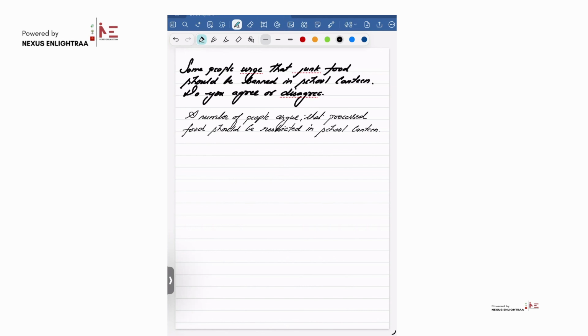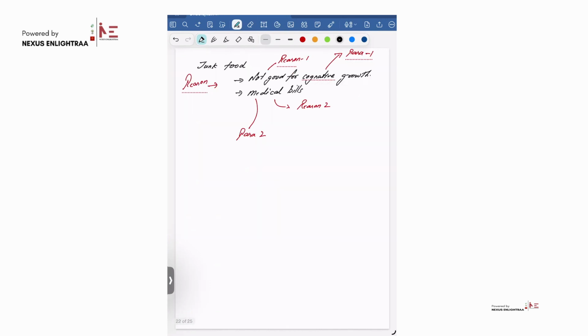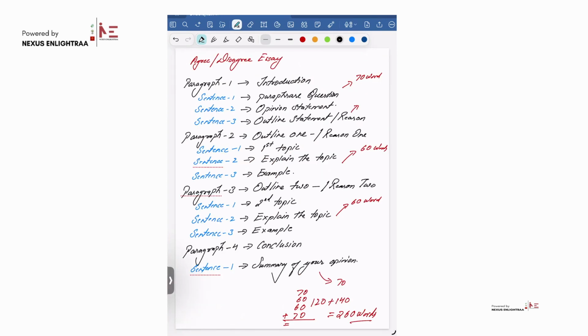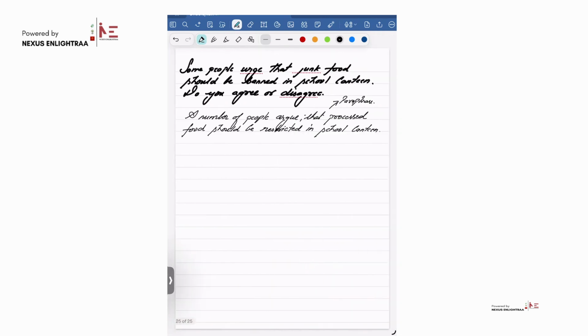Now you have said this. This is your paraphrase, right? Right. The next thing that you need to do is give your opinion. Do you agree or disagree? Sir, we can't say mixed, partially agree or partially disagree, right?